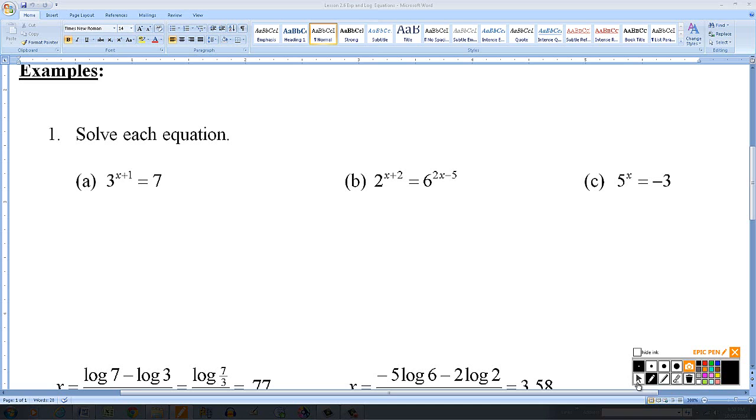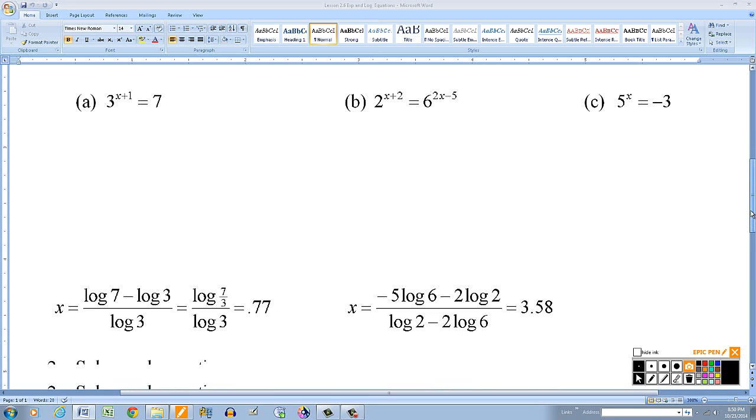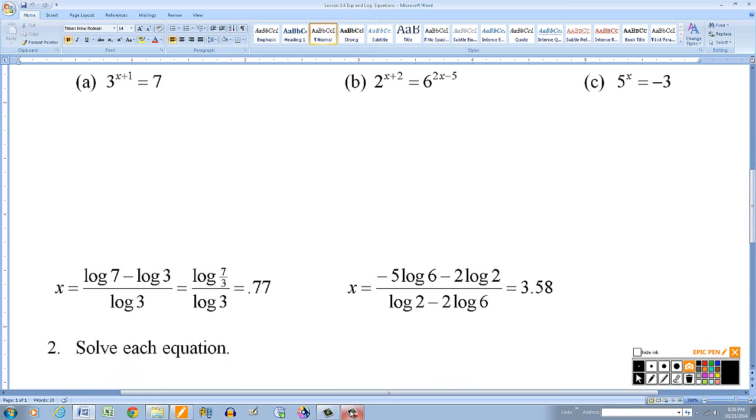Okay, so here I had it written out so you can see a little bit better. Minus 5 log of 6 minus 2 log of 2 over log of 2 minus 2 log of 6. Remember, they could be in a different order as long as you have the appropriate sign. So depending on how you solve it, it could look different. But if you do the calculations, you still get 3.58. Okay, so there's the setup and the final answer.